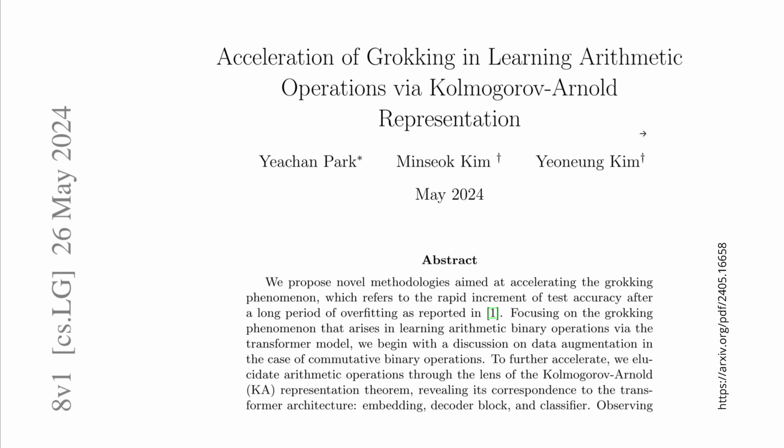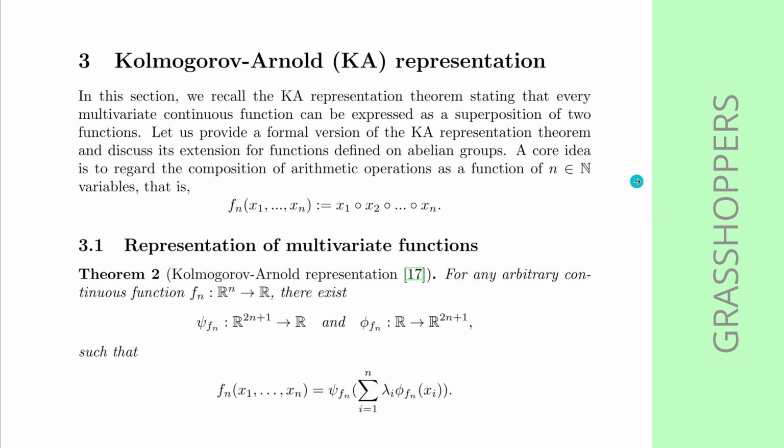And I know some of you asked me about Kolmogorov-Arnold representation. And yes, we have grokking even there. And there's here this publication I would personally recommend to you if you want to know how you can accelerate the grokking in learning arithmetic operation via Kolmogorov-Arnold representation. And for my green grasshopper, this is not such a complicated thing. Kolmogorov-Arnold representation theorem stating that every multivariant continuous function can be expressed as a superposition of two functions. That's it. That's all there is to it.